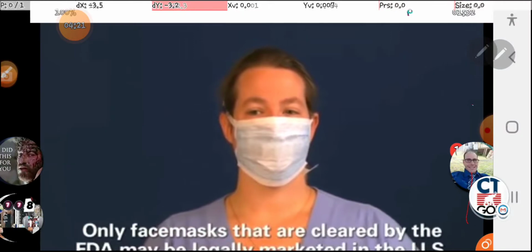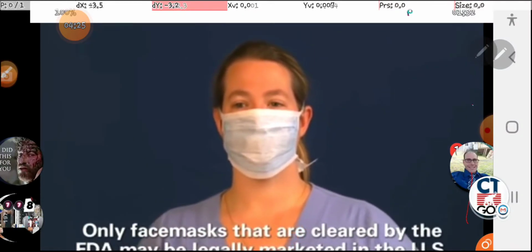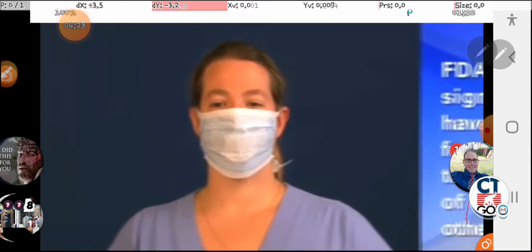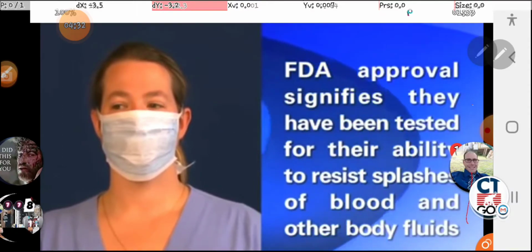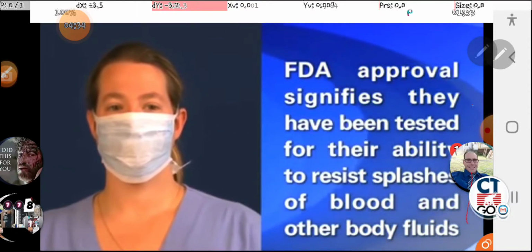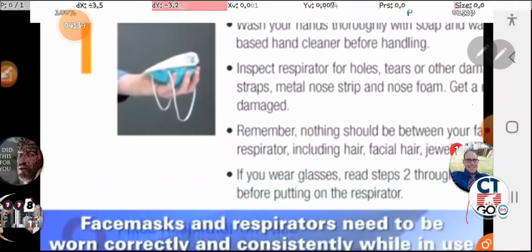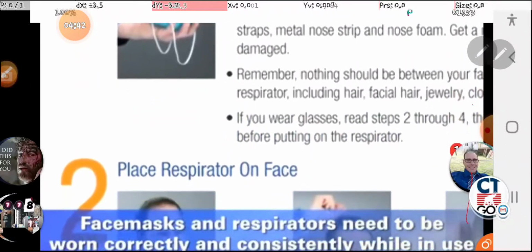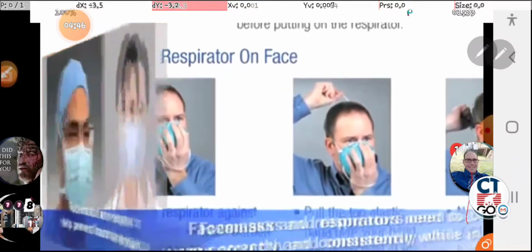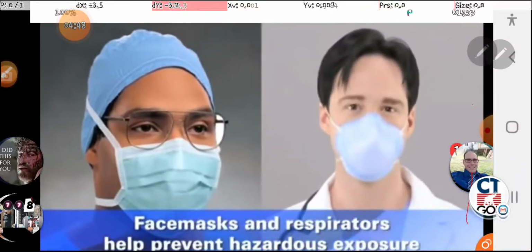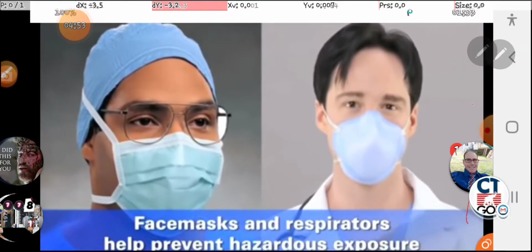Only face masks that are cleared by the U.S. Food and Drug Administration, the FDA for short, may be legally marketed in the United States. The FDA approval signifies that they have been tested for their ability to resist splashes of blood and other body fluids. To offer protection, both face masks and respirators need to be worn correctly and consistently throughout the time they are being used.